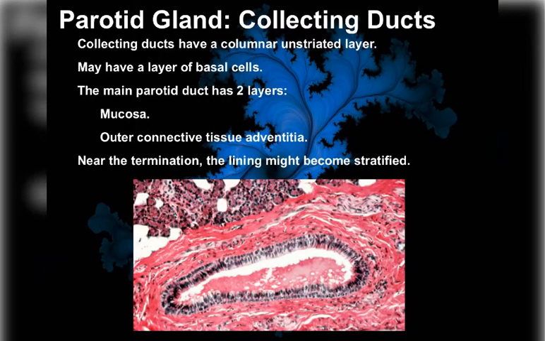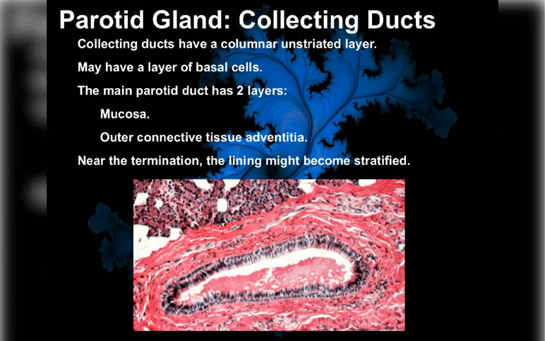Okay, now we'll talk about the collecting ducts of the parotid. As we explained before, we have minor collecting ducts, major collecting ducts, and the one main excretory duct. Collecting ducts have a columnar unstriated layer. This applies for the minor collecting ducts. The minor collecting ducts have simple columnar epithelium.